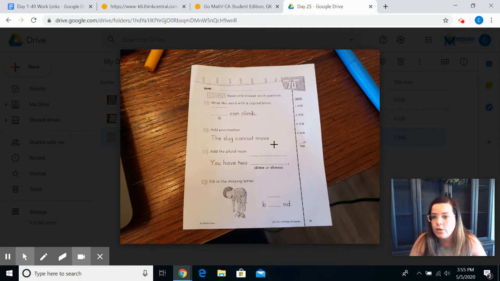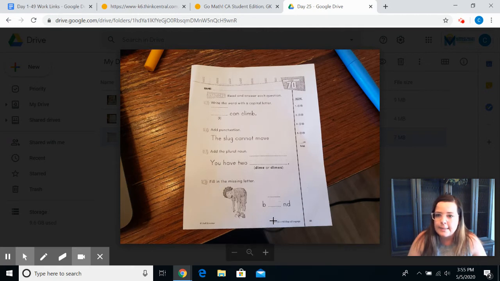Is it asking a question? You're going to put a question mark. If it's telling you something with a lot of feeling, you're going to put your exclamation mark. Number 3, add the plural noun. Remember, plural means more than one. You have 2 dime or you have 2 dimes. And last, we're going to fill in the missing letter.